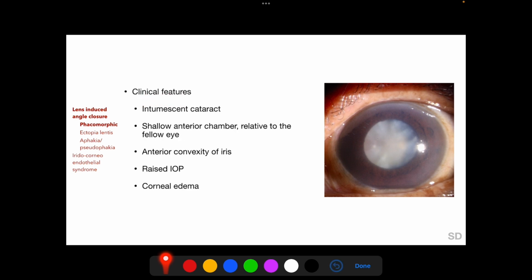Clinical features which are found in an eye with phacomorphic glaucoma are an intumescent cataract, as seen here in this photograph, and a shallow anterior chamber relative to the fellow eye. The iris will be anteriorly convex because of the pupillary block, and the intraocular pressure will be elevated because of closure of the anterior chamber angle. There will be corneal edema, typically microcystic epithelial corneal edema because of sudden severe elevation of intraocular pressure.